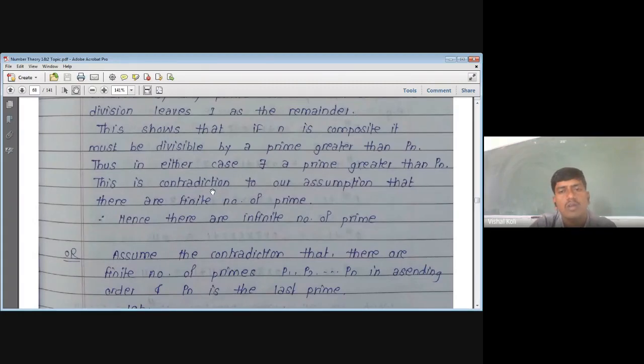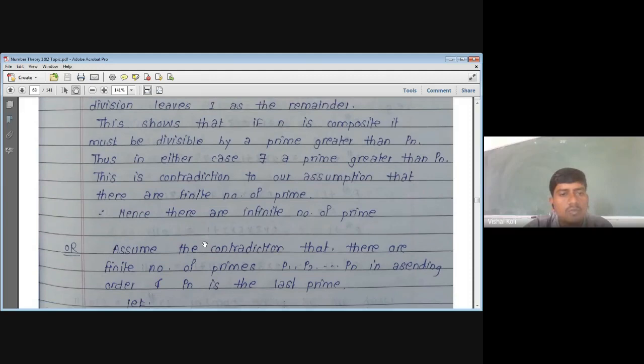But this is a contradiction to our assumption that there are only finite number of primes, since here we get one more prime other than these n primes. Therefore our assumption is wrong. As our assumption is wrong, the correct statement is that there are infinitely many primes. Okay, there is one alternative method to prove this.